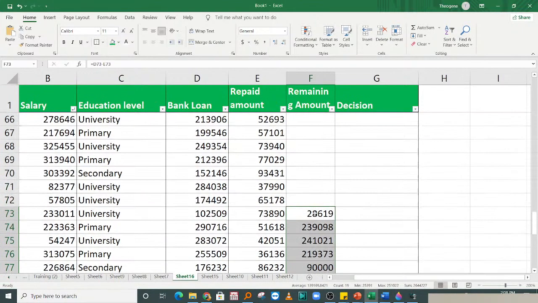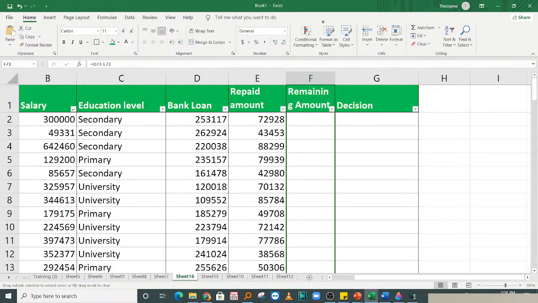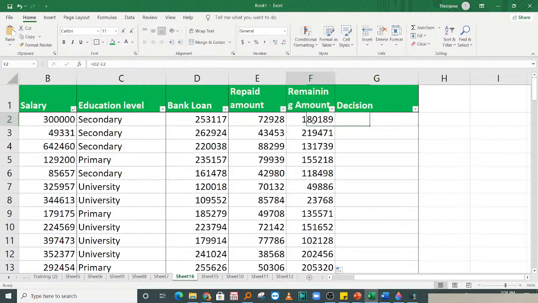So because I didn't start from the top, I can even scroll up to scroll the formula up. Okay, so this is very easy. We have the remaining amount. Clear? So then we can say, let's say for example, there are people here.